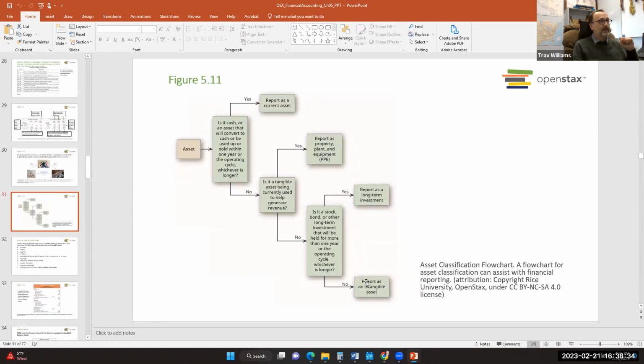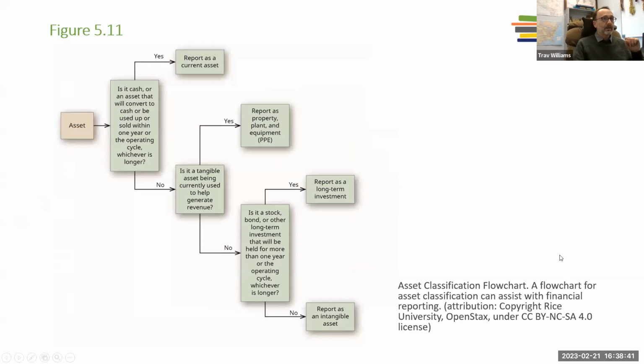Figure 5.11. Okay, so this could be useful if while you're working on the problem set, you're trying to figure out the classification of an asset. You can ask yourself, is it cash or an asset that will convert to cash or be used up or sold within a year or one operating cycle? If the answer is yes, it's a current asset. I know that's a long sentence, but just read through it. If the answer is yes, it's current.